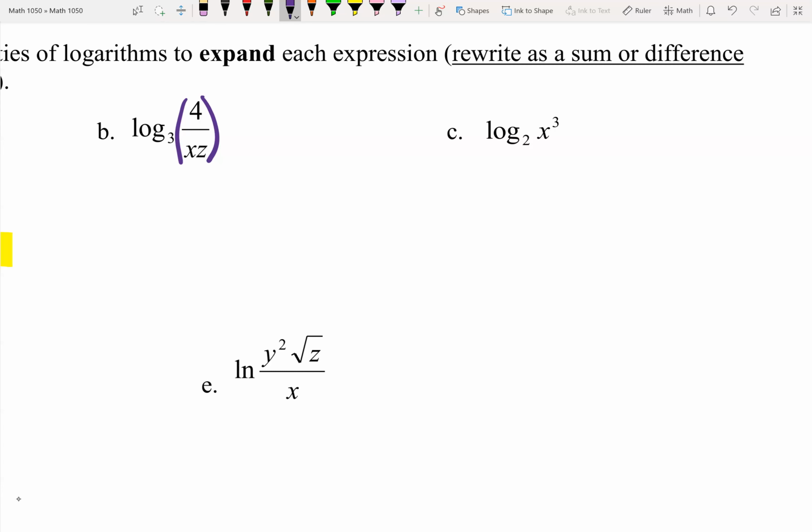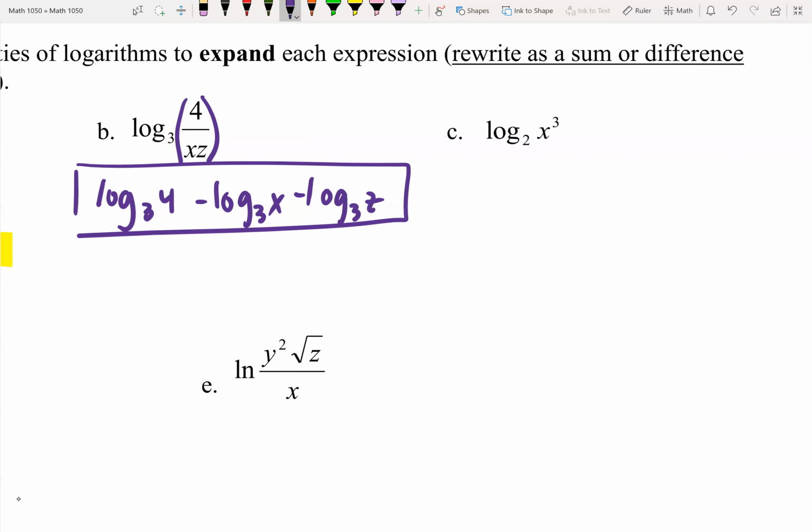Like, that's how easy. So this answer is just log base 3 of 4 minus log base 3 of x minus log base 3 of z. Those are both negative because they're on the bottom. That's your answer. Like literally not an ounce of work. Okay, now I want you to freeze and I want you to look up. Okay, please don't go on to C. I want you to look forward.